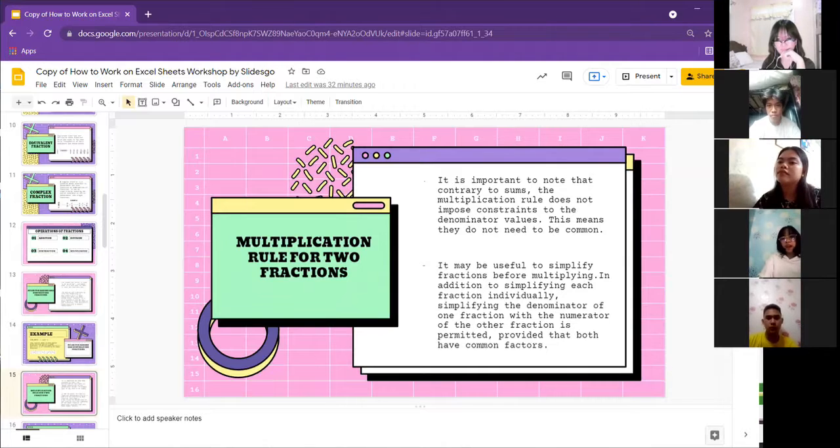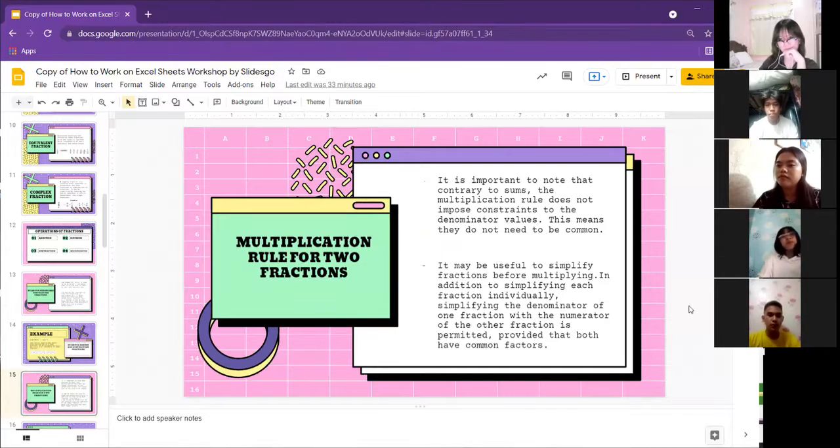Multiplication rule for two fractions. It is important to note that, contrary to sum, the multiplication rule does not impose constraints on the denominator values. This means they do not need to be common. It may be useful to simplify fractions before multiplying. In addition to simplifying each factor individually, simplifying the denominator of one fraction with the numerator of the other fraction is permitted, provided that both have common factors.